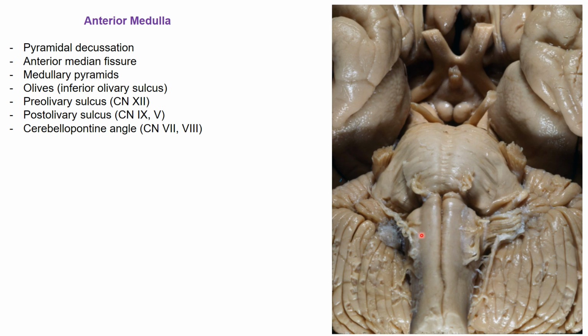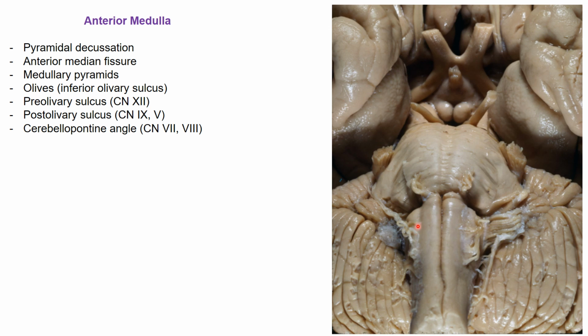Now, important to note, the pre-olivary sulcus is the location of cranial nerve 12. So cranial nerve 12, the hypoglossal nerve, is going to be situated in between the medullary pyramids and the olive, as it is exiting the brainstem via the pre-olivary sulcus.